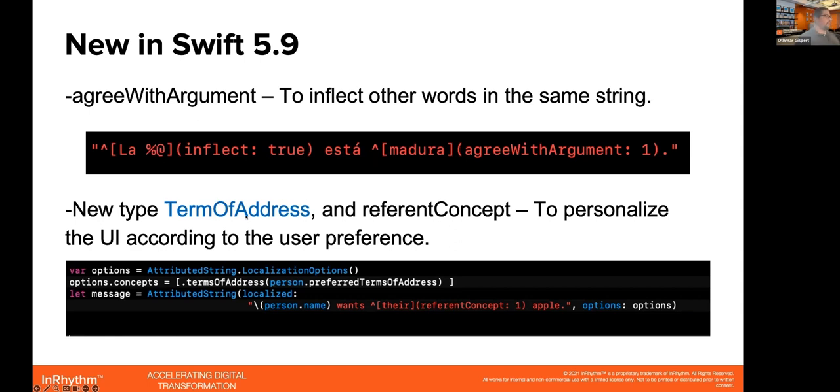And the new type term of address that we already mentioned, and the referent concept. This is, again, to change another word inside the same string, and that word will be changing according to the first argument. In this case is the person name. So if you know the person name and if you know the term of address, you can change the rest of the words to match the subject in this case.